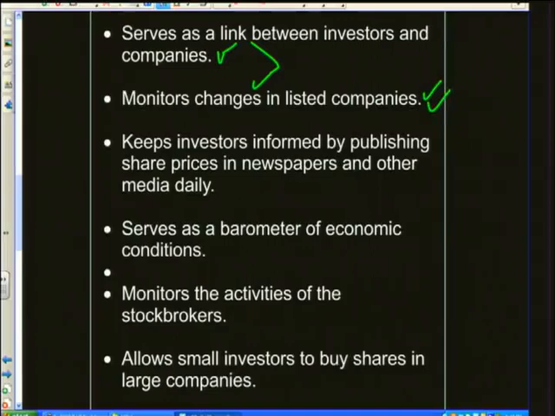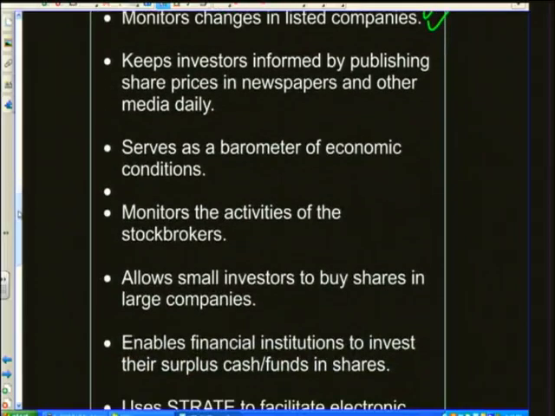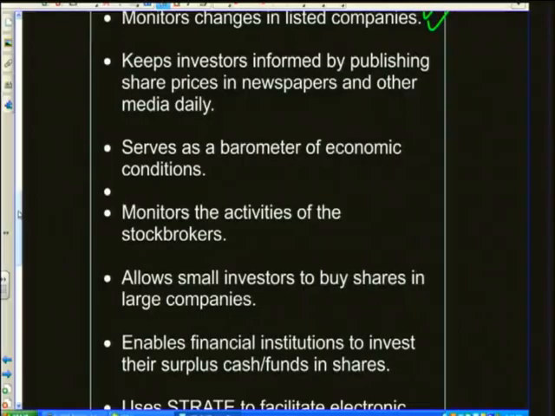Again, it keeps investors informed by publishing share prices in newspapers and other media daily. You guys would have seen, if you look in different publications, that they have the share prices list there. They've got every share, their opening price, how much they sold for that day, so that people can actually see what is happening. A lot of you with smartphones will be able to pick up all those share prices with the app on your smartphone. Another 2 marks there.